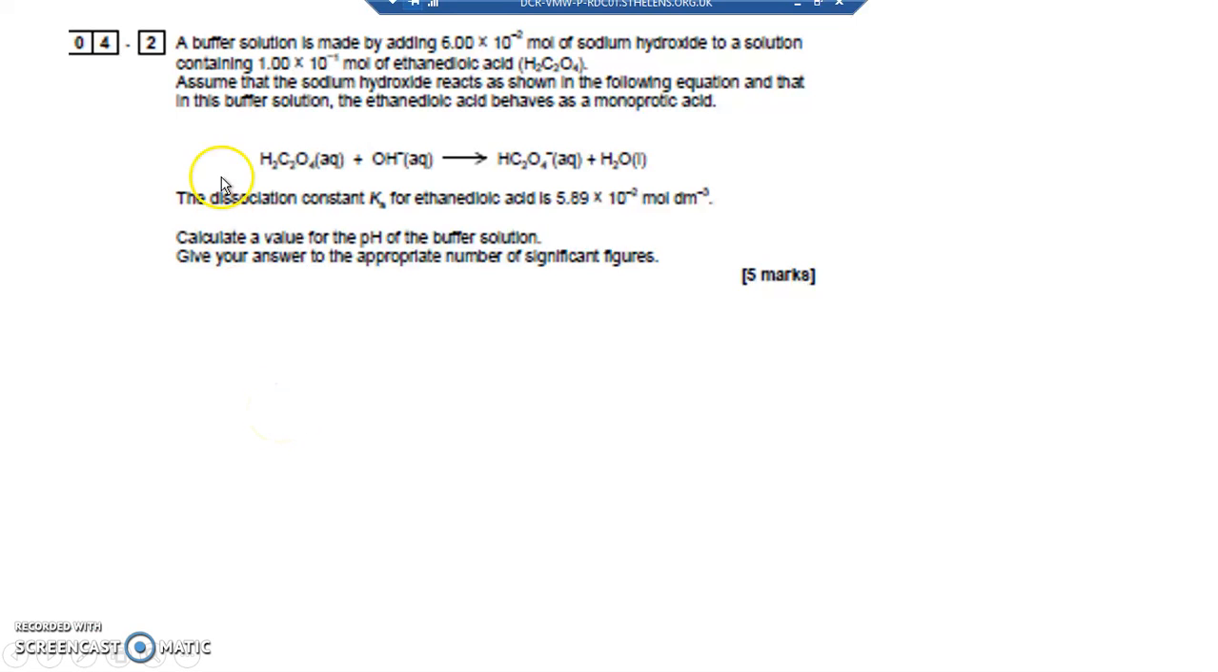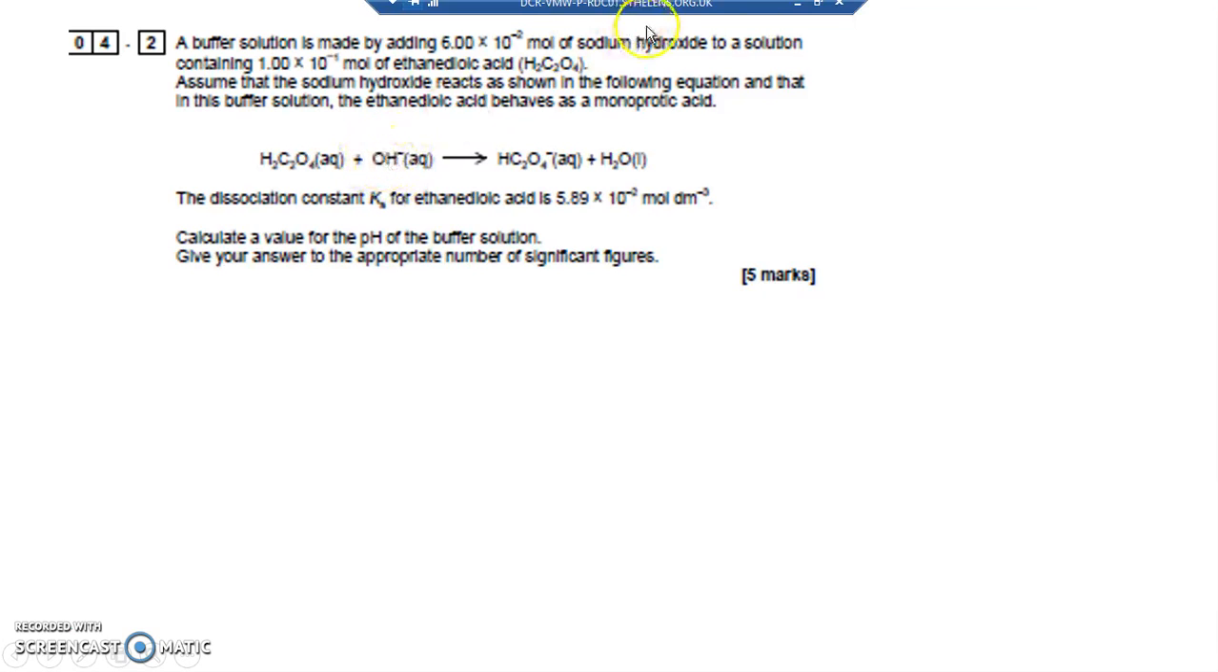Question number 4.2. A buffer solution is made by adding 6.00 times 10 to the minus 2 moles of sodium hydroxide to a solution containing 1 times 10 to the minus 1 moles of ethane dioic acid. And it's giving you the equation here. So 1 mole of ethane dioic acid reacts with 1 mole of sodium hydroxide.